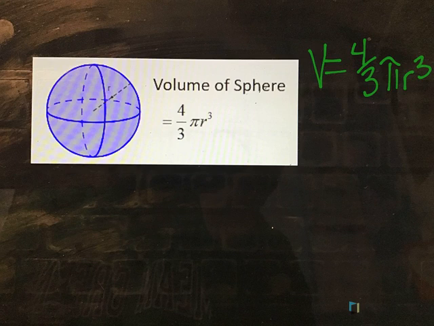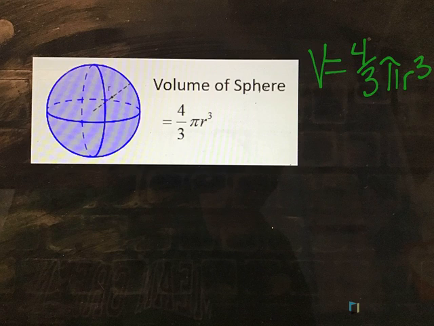Notice the cylinder and the cone had pi r squared. On this one, we don't have a bottom shape of a circle. This is a sphere, so it's slightly different. But the formula, we don't start off with capital B times H. The formula is 4/3 pi r cubed.